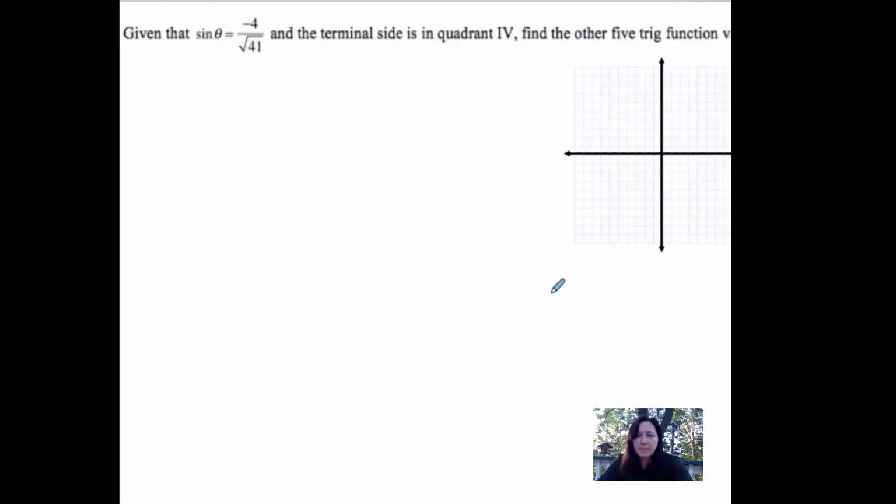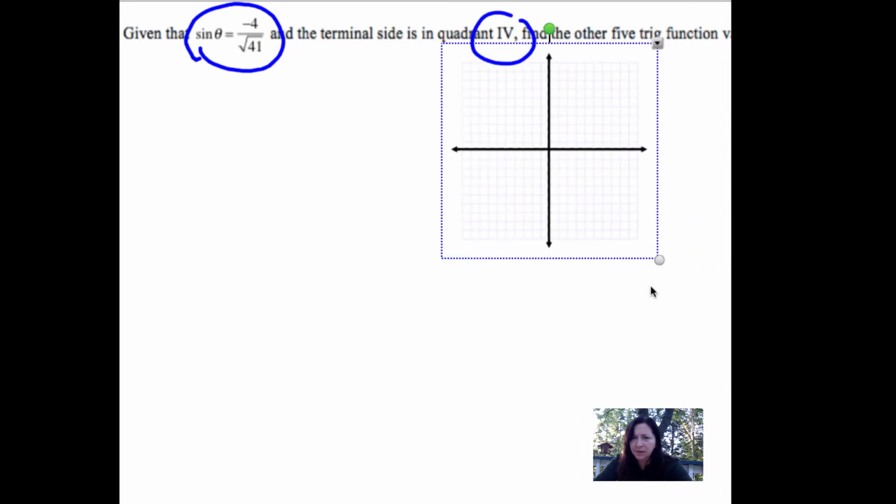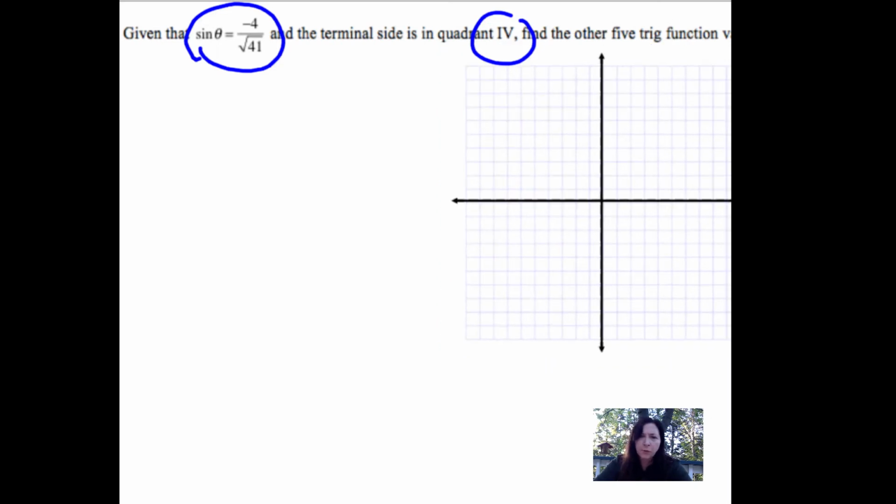The next question says, given that sine is -4 over root 41, and it's in quadrant 4, so let's figure out what this is. Quadrant 4 being all the way over here.